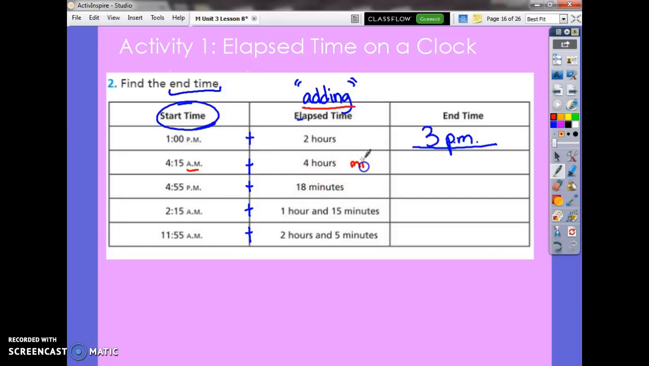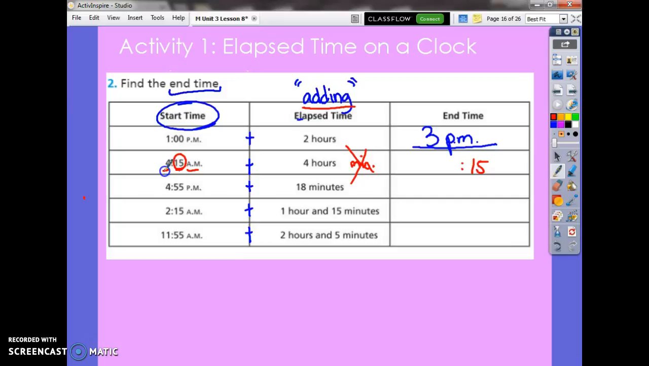There are no minutes here, so I don't have to worry about adding any minutes, which means on the 4:15, when I look at 15 minutes, when I go to the end time, it's going to be something 15. Now that might sound confusing, but what it means is that if I have 4:15 and I'm adding 4 hours, I have nothing in this minutes place. So it's like 15 minutes plus 0 minutes equals 15 minutes. Okay, equals 15 something hours and 15 minutes.